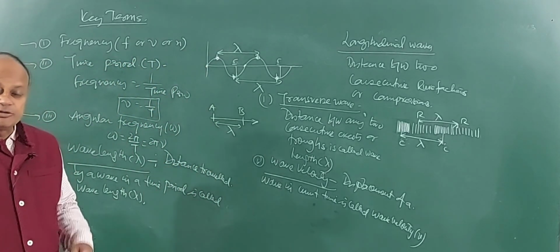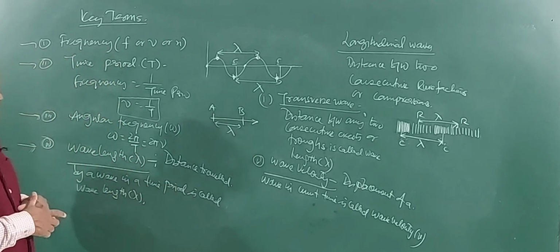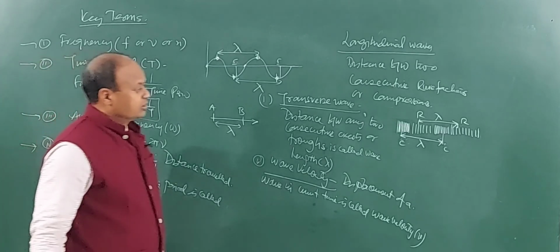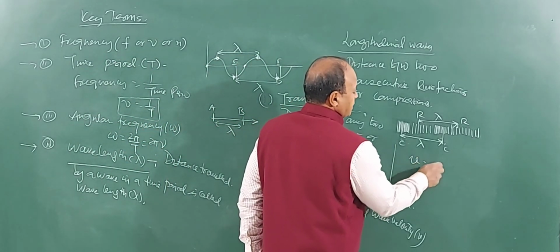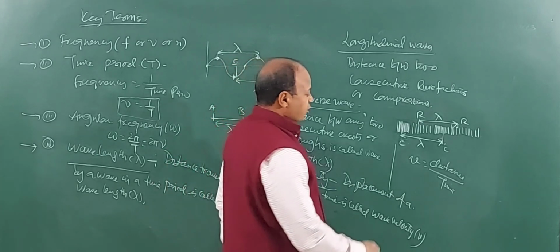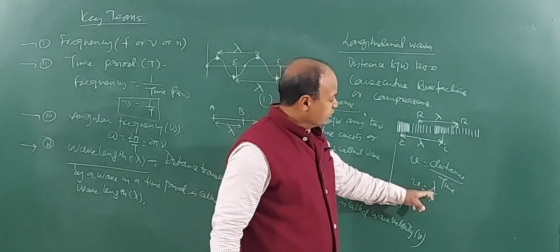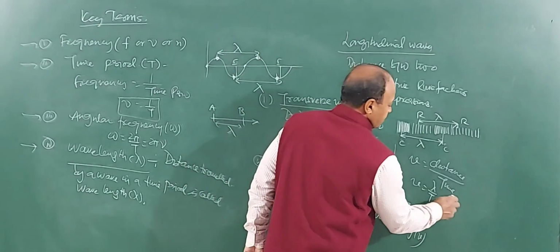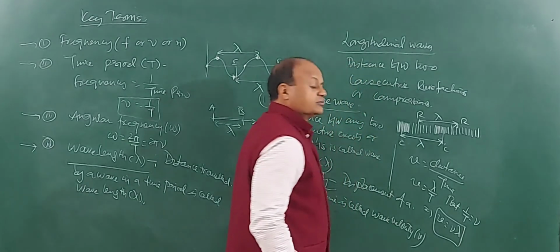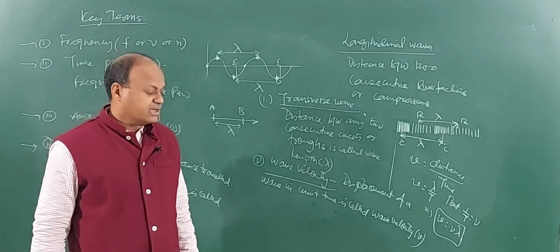Now, there is a unique relation between wave velocity, wavelength, and frequency. You see, when you define wavelength, you know what it is? Distance traveled by a wave in one time period is called wavelength. So we know that velocity v is equal to distance upon time. Right? So v is equal to, when the distance is lambda or wavelength, then time is T. And 1 by T is equal to frequency. 1 by T is equal to nu. So v is equal to nu into lambda. So we had a simple discussion on the relation between velocity, frequency, and wavelength.